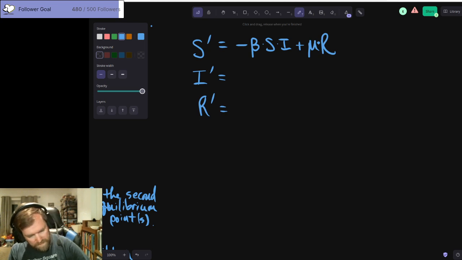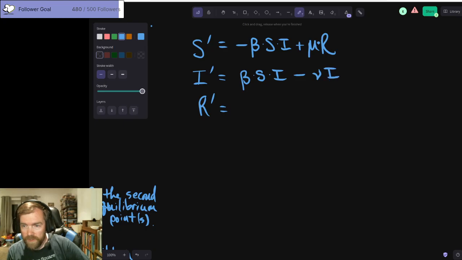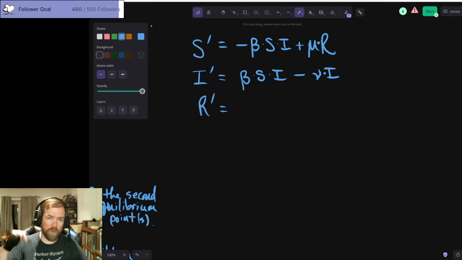I prime is going to have the exact opposite term, beta S I, because all of the infected people are going to be, again, taken from susceptible to infected at that particular rate. Again, transmission rate, minus nu I, which is going to be the rate at which people will recover. However we're terming recover at this point.